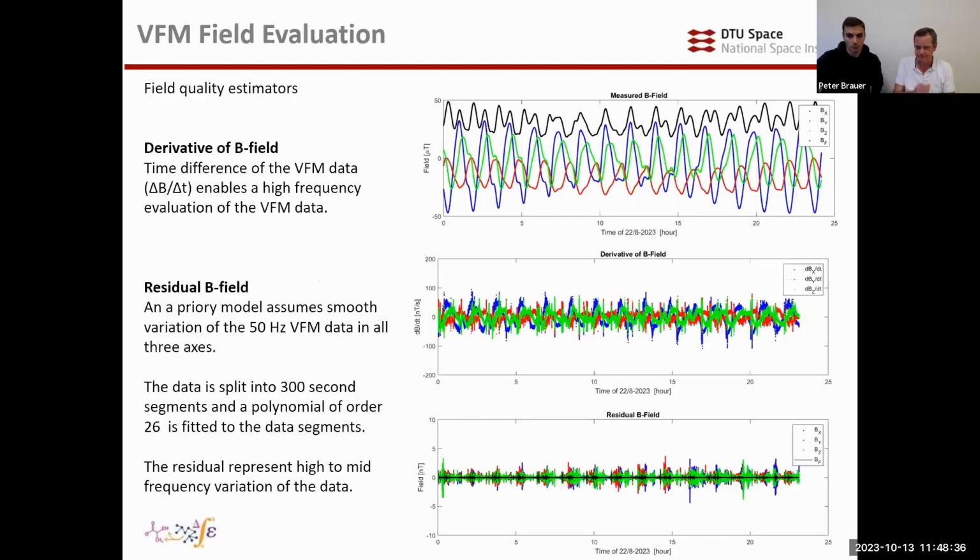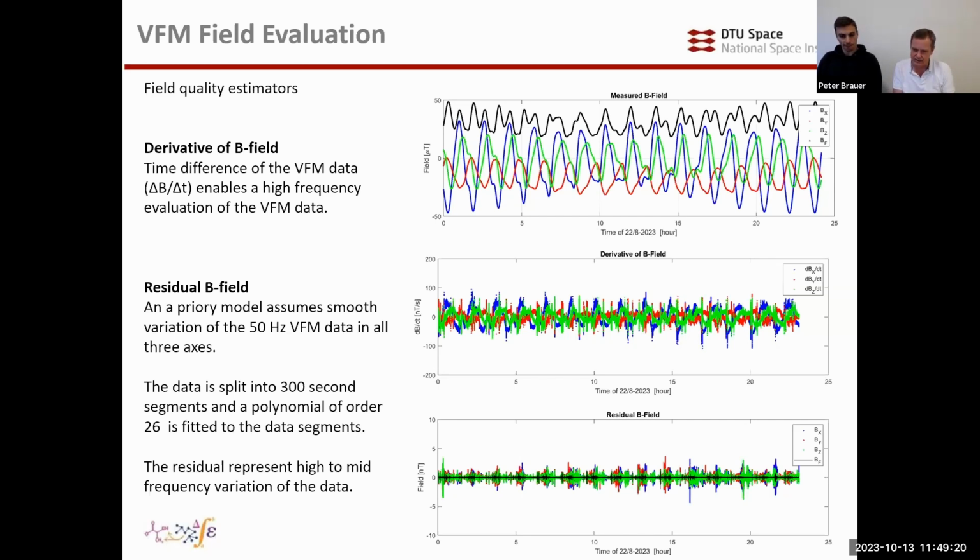Next. If we look at the evaluation of the field values from the magnetometers, the 3 components, X, Y, and Z, what we do is that we look first at the derivative or the difference in the field values, seen in the middle plot. We are also looking at the residual plot where we take small segments of 300 seconds, fit them to a polynomial, and subtract it from the component data. The residual is then variations from a smooth variation in the field.